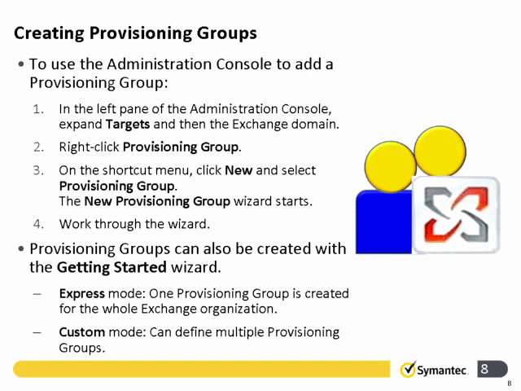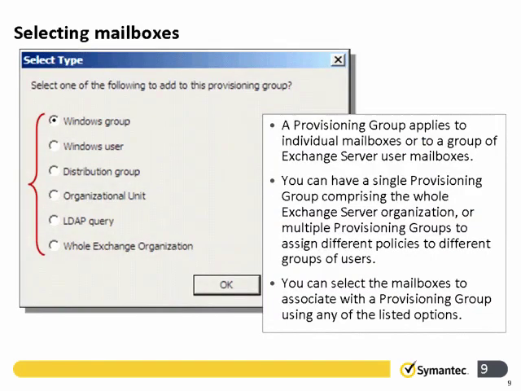Or you can go through, and if you select the custom option for provisioning groups, you can go through individual wizards and create as many different provisioning groups as you may need. As we mentioned, part of the provisioning group wizard will be to select the mailboxes to include in the provisioning group. You can base those upon the list here, which includes Windows groups, which are the security groups, Windows users, distribution groups, which again are still Windows groups, but they're specifically just distribution groups, organizational units, the lightweight directory access protocol queries, or the whole Exchange organization.